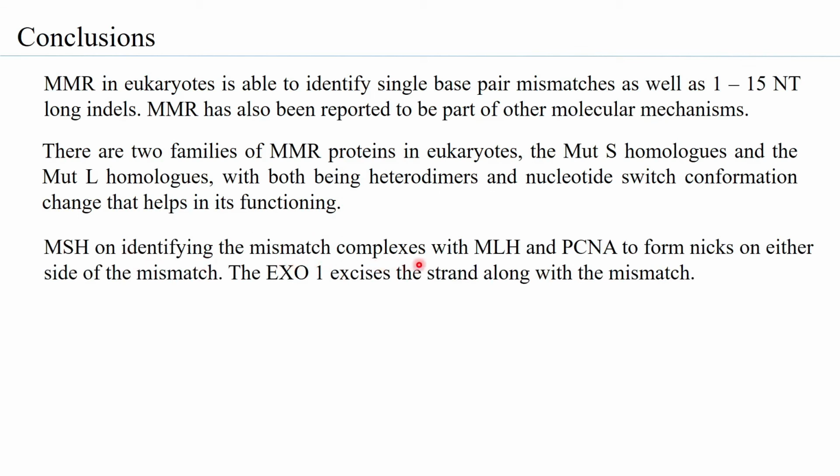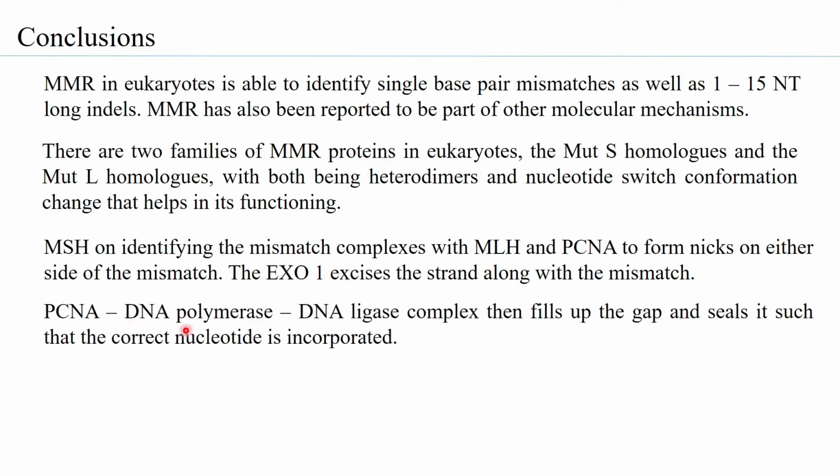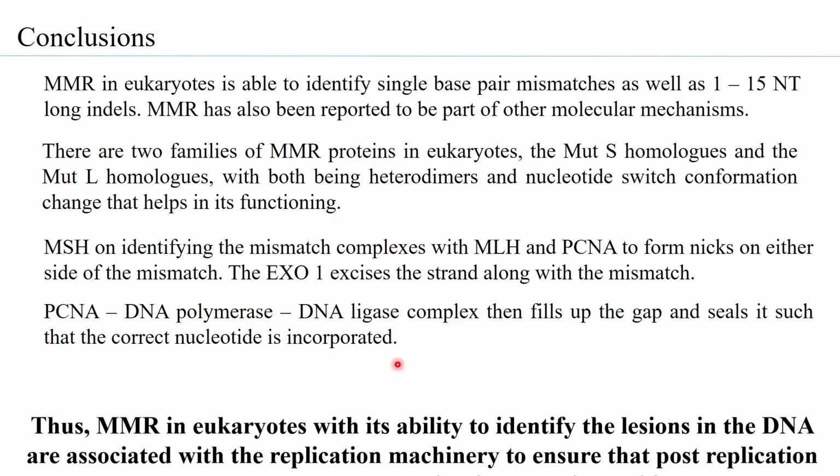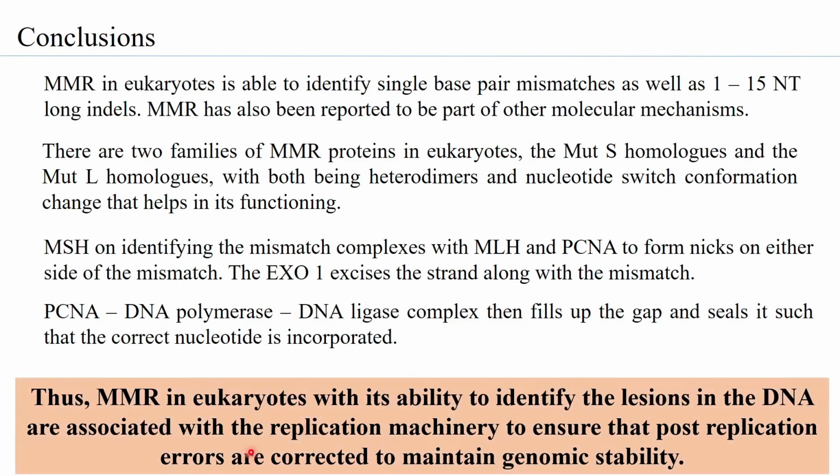MSH on identifying the mismatch complexes with MLH and PCNA to form nicks on either side of the mismatch, and then the Exo1 excises the strand along with the mismatch. PCNA, DNA polymerase, and the DNA ligase complex then fill up the gap and seal it such that the correct nucleotide is incorporated. Thus, MMR in eukaryotes, with its ability to identify the lesions in the DNA, is associated with the replication machinery to ensure that post-replication errors are corrected to maintain genomic stability.